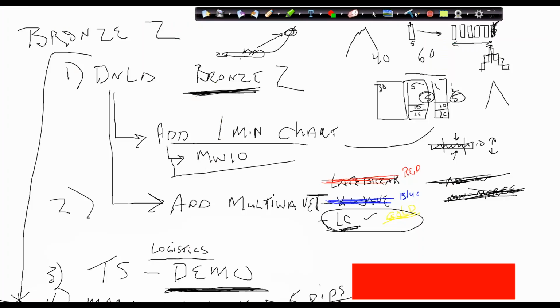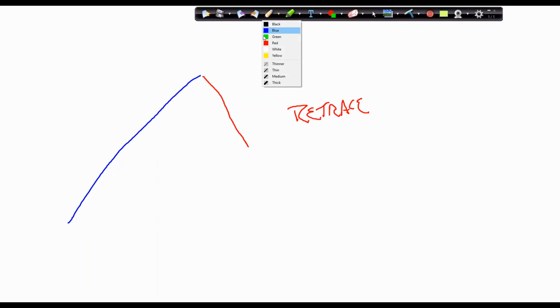Remember, in a complete ABC, we have some sort of impulsive move up. The retrace of that move, this here, this retrace, consists of an impulsive move, a retrace, and an impulsive move.